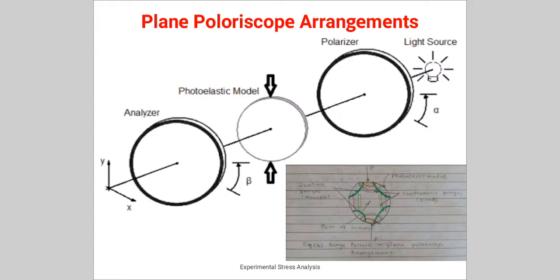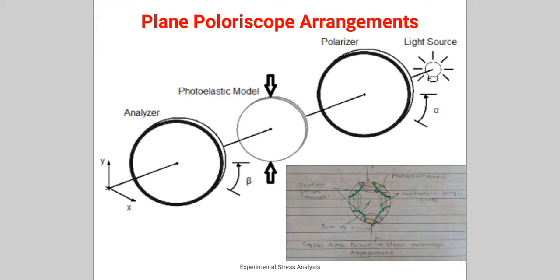Initially we apply some amount of load, for example from 0 kilonewton to 50 kilonewton, and for the 50 kilonewton load this many fringes are developed in the photoelastic model, as shown by the second figure. That means some fringes are present at the top and bottom side, some at the right and left side, and four fringes are present at the corners of this photoelastic model, represented by dark green color.